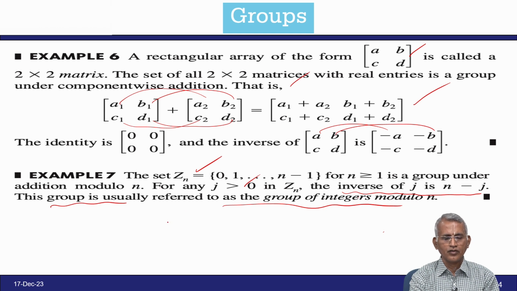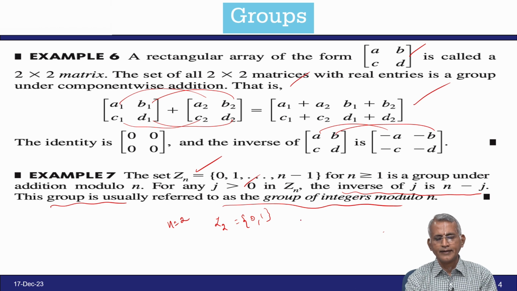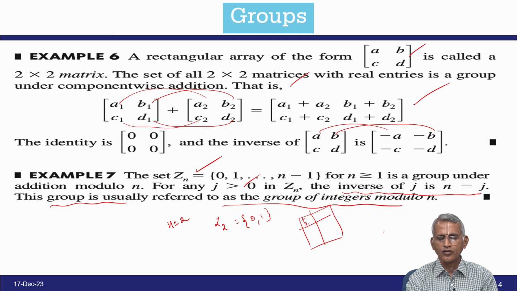So take n equal to 2 here. Therefore it is integers modulo 2, meaning the set consists of 0 comma 1. So we can do the Cayley table for integers modulo 2. We have 0 and 1 here. So 0 plus 0 is 0, 0 plus 1 is 1, 1 plus 0 is 1, 1 plus 1 is 2, and under modulo 2 it becomes 0. So call it the modulo technique of integers modulo n.